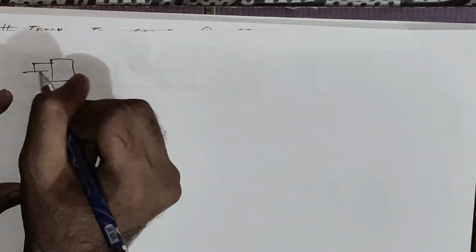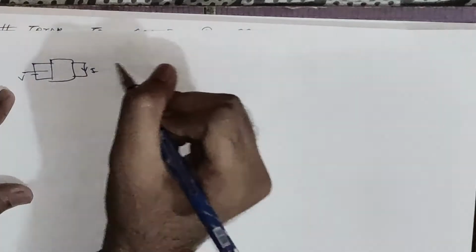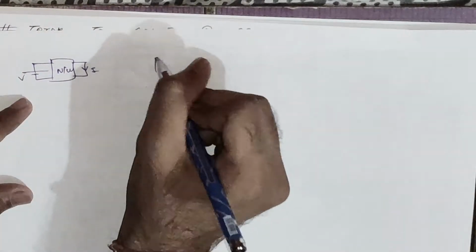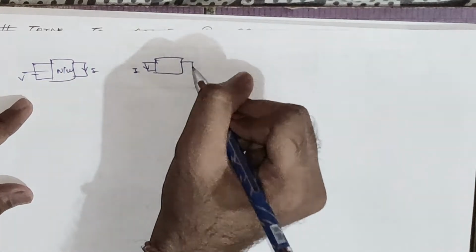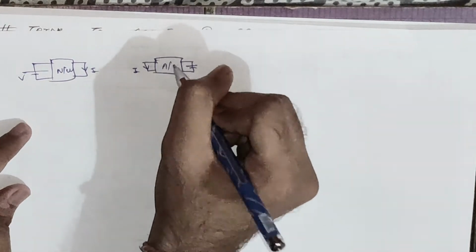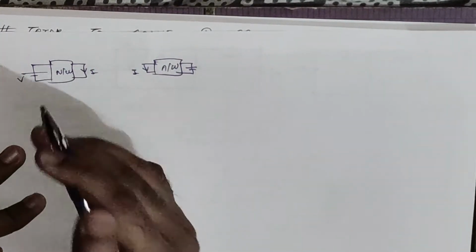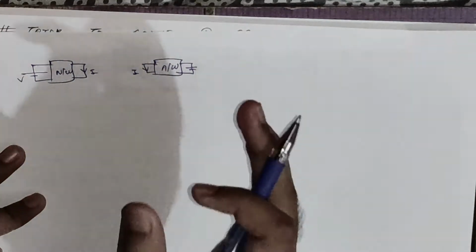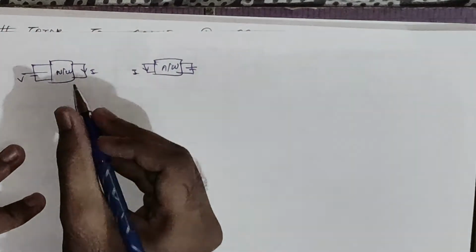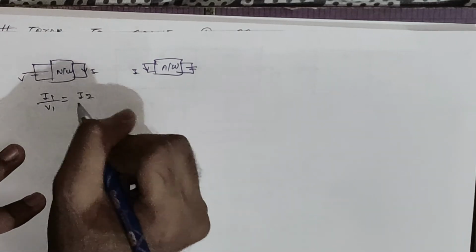Let's say we have a two-port network. This is your input voltage, this is your excitation current, let's say it is I. This is your network, this is your I, and this is your voltage. The reciprocity theorem says that the ratio of excitation to the source input will be the same if you interchange the output and input. So it is saying that I1 upon V1 equals I2 upon V2.